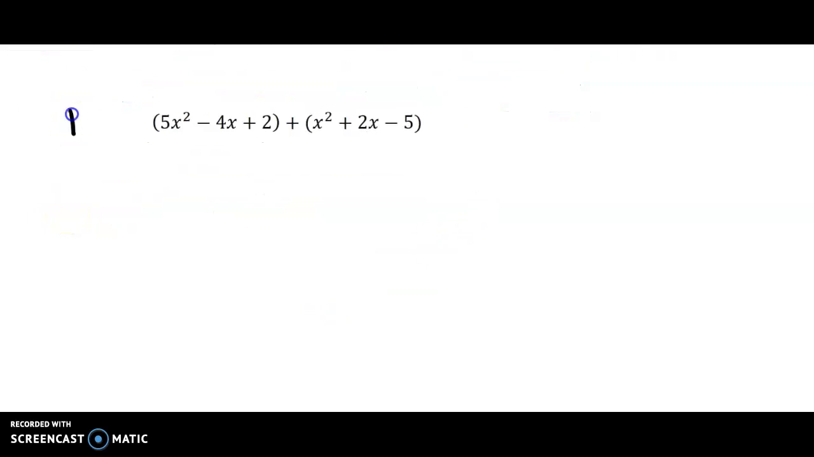So I've got example 1. You should pause here, write the original problem. You should be doing that for all problems. You also don't need to wait for me to say pause.